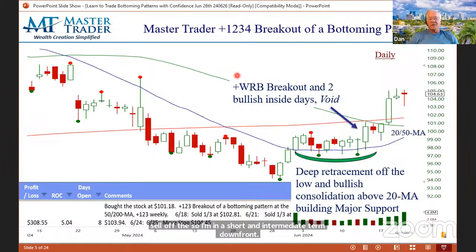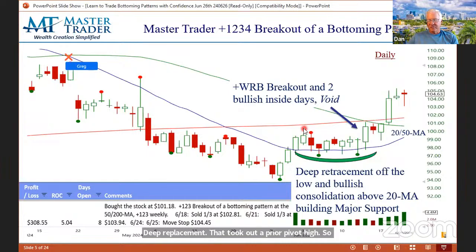Okay, but now let's look at candlestick action. Lower pivot highs, lower pivot lows. Deep retracements that took out a prior pivot high. So by definition, we have broken the back of the downtrend. Do I do anything with that fact? No, I broke the downtrend. We trade patterns.